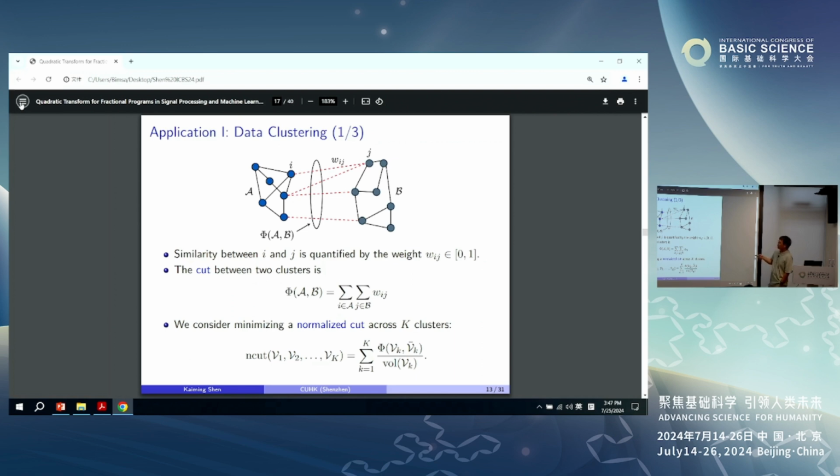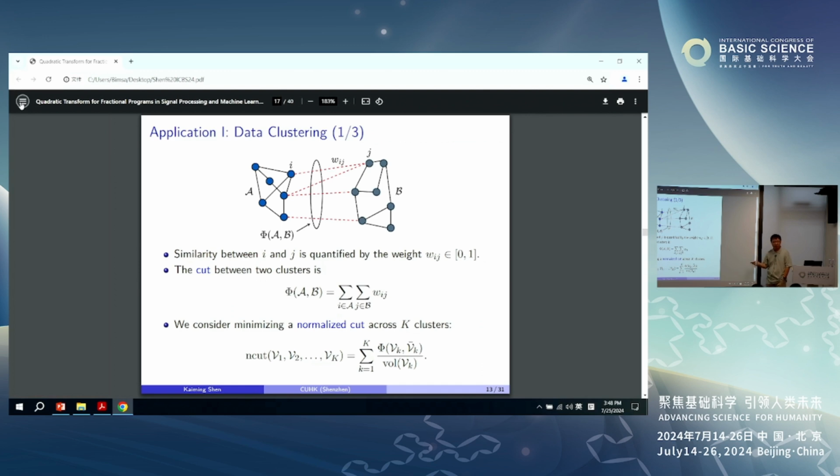So in principle, we wish to partition the set of data points into K clusters. So intuitively speaking, we wish to put all those points that are similar to each other in the same cluster. In other words, we want to minimize the sum of similarities between two distinct clusters. And this sum of similarities between two clusters is referred to as the cut. Okay? But it will cause problems if we just minimize the cut, because then we will end up putting all the data points in the same cluster.